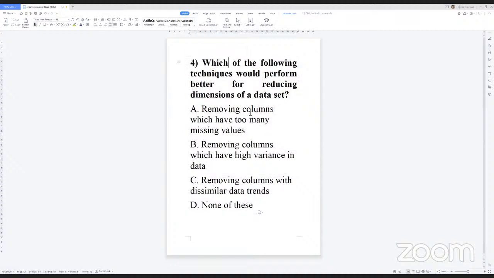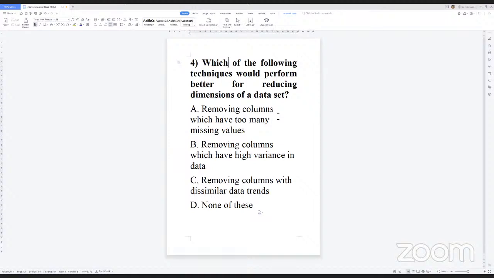So the fourth question would be, which of the following techniques would perform better for reducing dimensions of a data set? A. Removing columns which have too many missing values. B. Removing columns which have high variance in data. C. Removing columns with dissimilar data trends. And D. None of these. What would be the answer? Any guesses? A. Yeah.